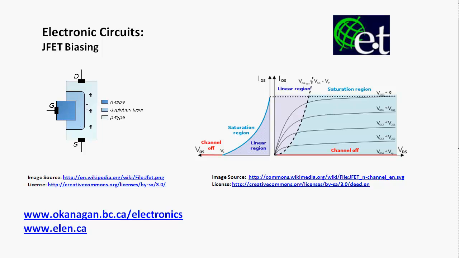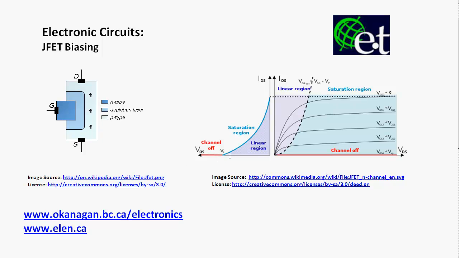It's going to make it either bigger or smaller, which is going to control the size of the channel that we have between the drain and the source. And then the voltage between the drain and the source is also going to be controlling how much current is going between the drain and the source to a certain extent. And we'll see what that extent is in a few minutes.